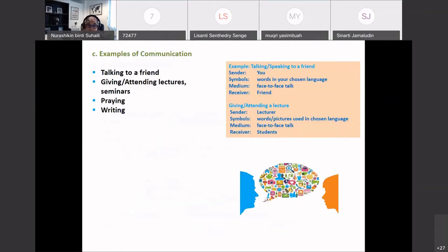Writing, even if you write something on social media, it's a communication because you are the sender and everything about the information is from you, and you put it on social media, for example, that's the platform. And your audience is your followers or whoever reads the things, right? That is the receiver. So it's also a kind of communication. So it can take many forms.